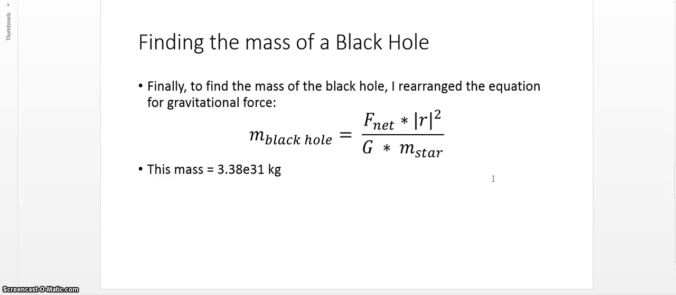Again, to find the mass of the black hole, I rearranged the equation for universal gravitation, and I found that the mass is equal to 3.38 times 10 to the 31st kilograms.